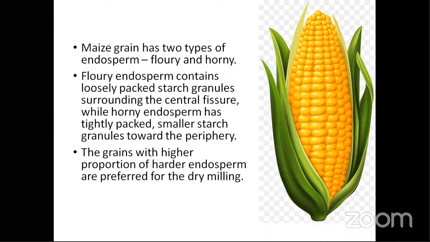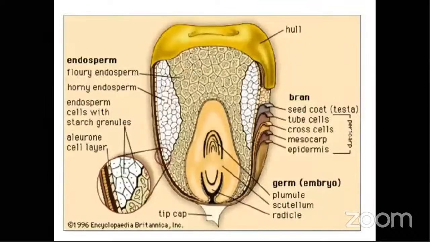Floury endosperm consists of loosely packed starch granules surrounding the central fissure. Horny endosperm has tightly packed smaller starch granules towards the periphery. It is very important. The grains which have a higher proportion of harder endosperm, that means horny endosperm, are usually preferred for dry milling.